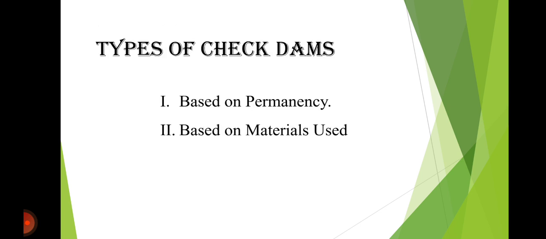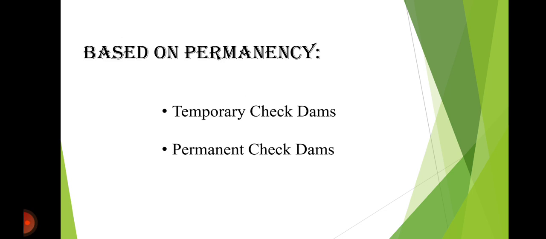So now let's move on to the types of check dams. There are two types of check dams. One is based on permanency and the other is based on the materials used. Other types may also be there. Brushwood check dam, loose stone check dam, log check dam, gabion check dam, masonry check dam, concrete check dam, earth check dam. So let's move to short notes about these check dams.